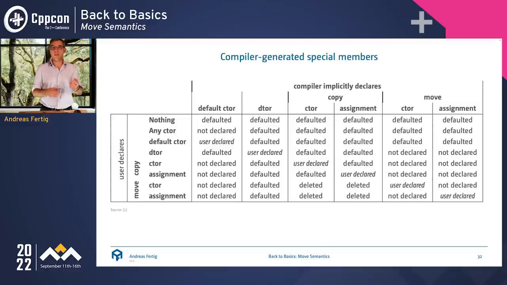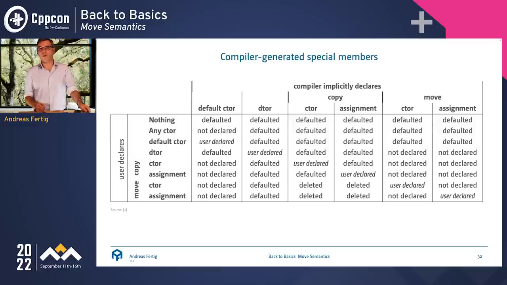And the vice versa thing is a little bit different. So if we provide our own move operations, the copy operations become marked as deleted. That ensures that if I have a class that comes with a custom copy operation, then we can still say std::move. And std::move will simply, because there are no move operations, do a copy. But move will never implicitly do a copy. Okay, so this is just the thing. So keep that in mind.